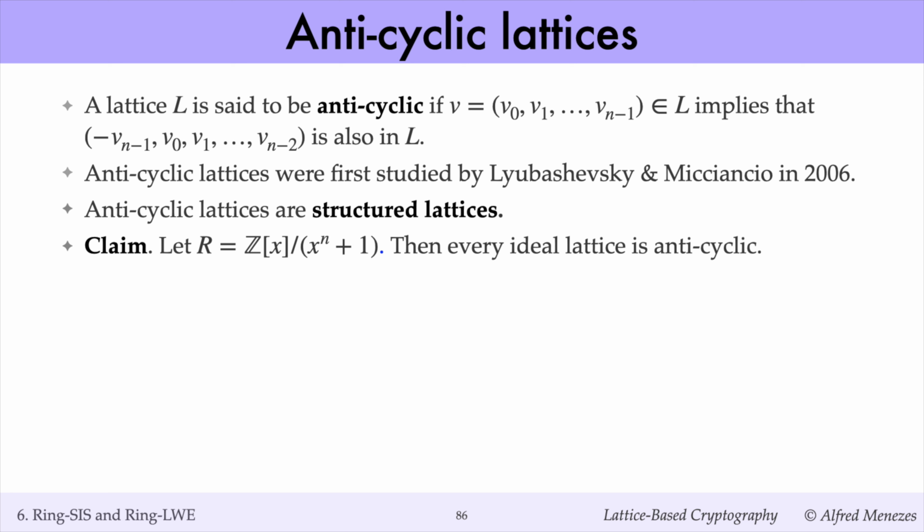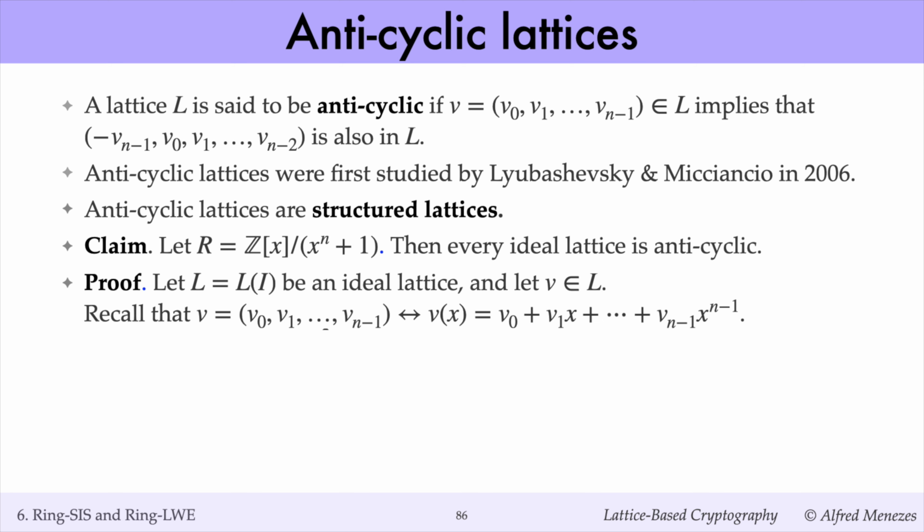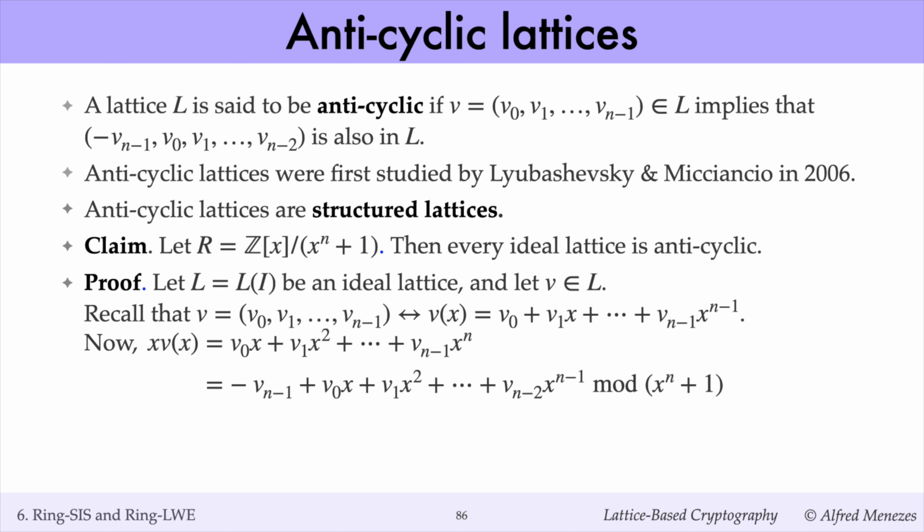Let's prove this claim. Let v be a vector in an ideal lattice corresponding to an ideal I. Recall that the components of v are the coefficients of a polynomial v(x) in the ideal I. Now, multiplying v(x) by x yields the polynomial v_0 x + v_1 x^2 + ... + v_{n-1} x^n. Since we are working in the ring R, we can replace x^n by -1, yielding this polynomial whose vector representation is a right cyclic shift of v, with the cycled element v_{n-1} negated.